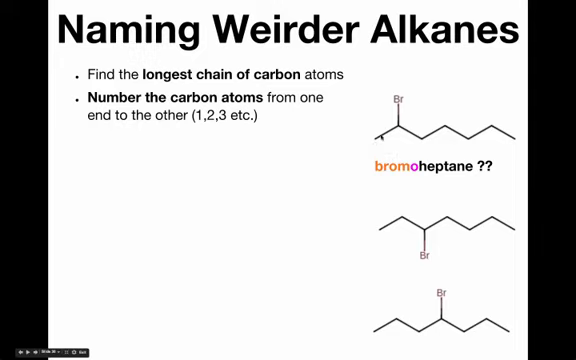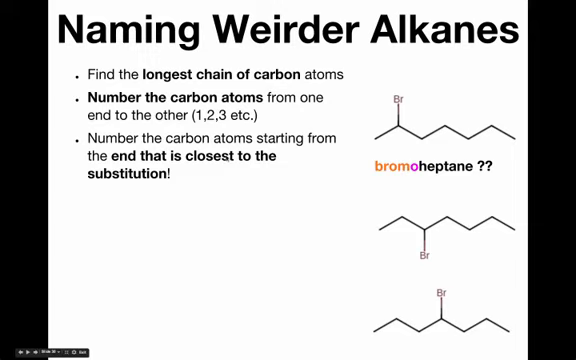You call this carbon 1, carbon 2, carbon 3, all the way up to 7. Or if you started from the right side, you would call this carbon 1, 2, 3, 4, 5, 6, 7. In this case, you could number either from left to right, or you could have numbered from right to left. The proper way to number is you pick the numbering system, and you number the carbon atoms starting from the end that's closest to the substitution.